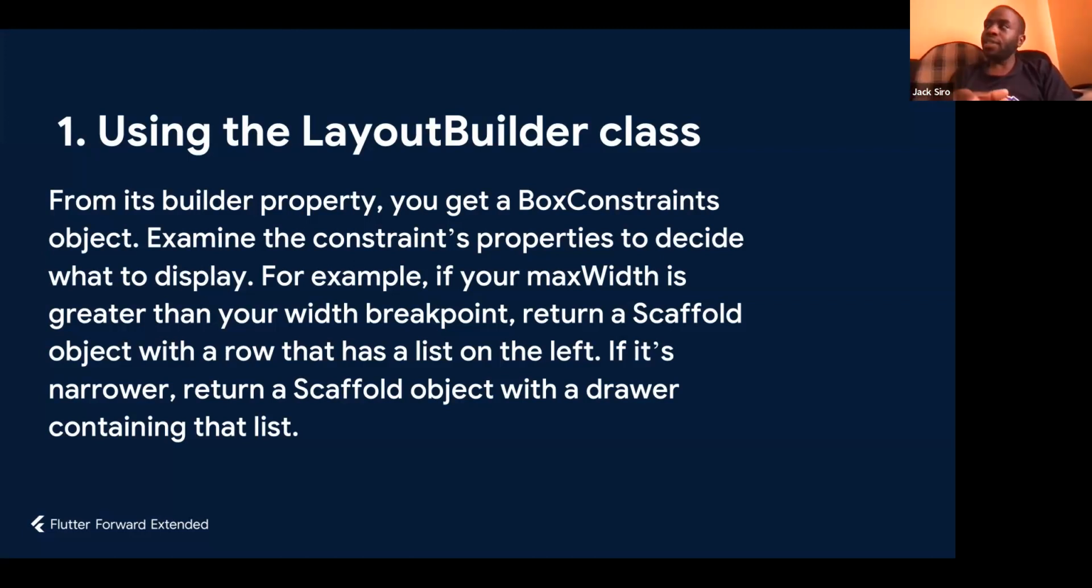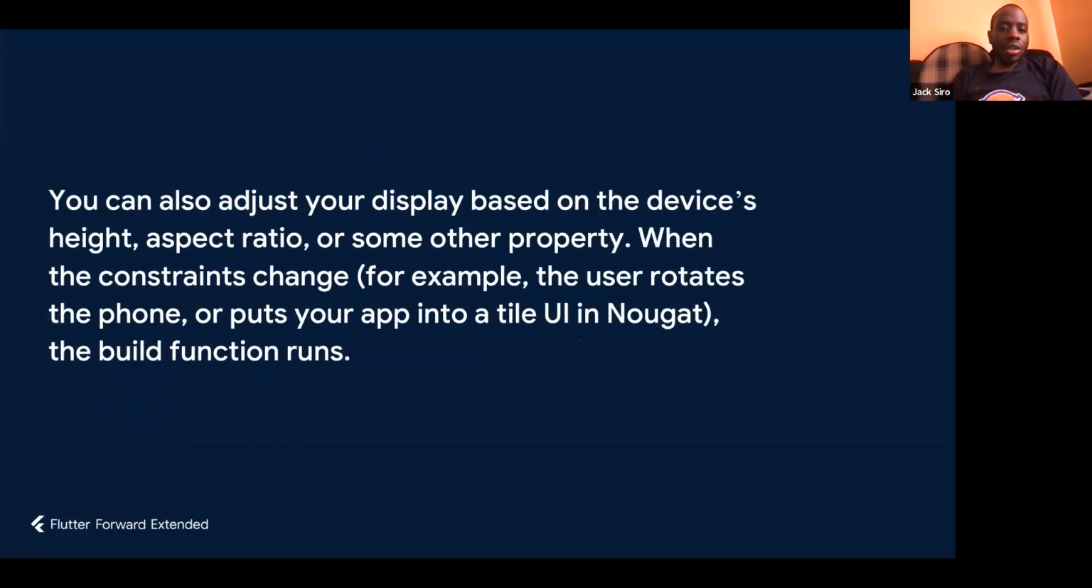So basically, assuming I have a screen where I'm showing a list of items. I'll show a list of items if the screen is of a mobile phone. But if it's a desktop app, I will change and show a grid. So for me to be able to show a grid that actually will fit without struggling to calculate a lot of things, I'll use the layout builder. You can adjust your display based on the device's height, aspect ratio, or some other property.